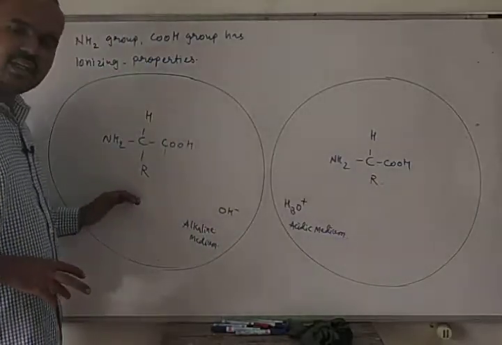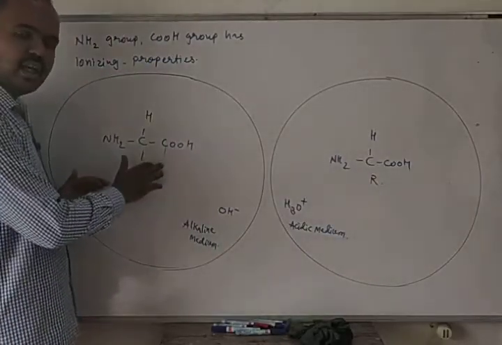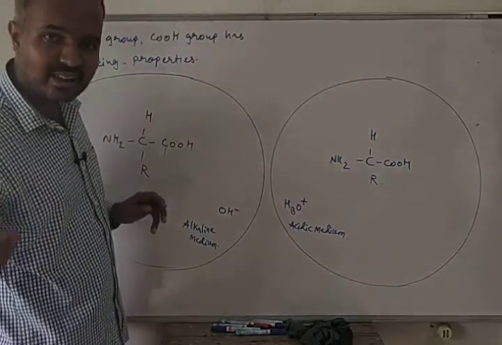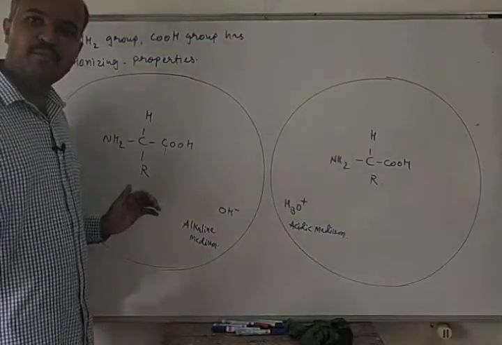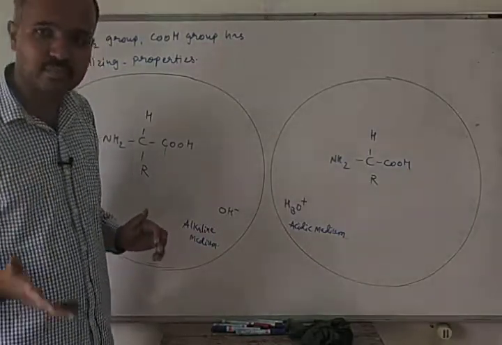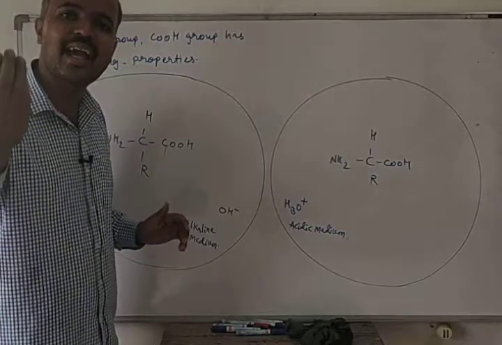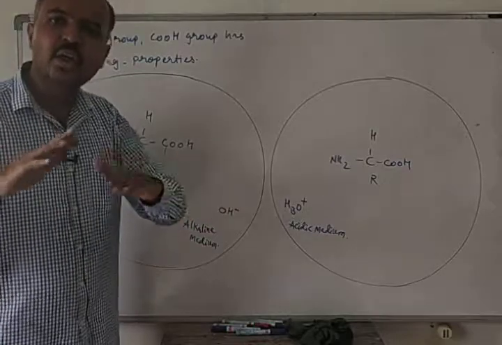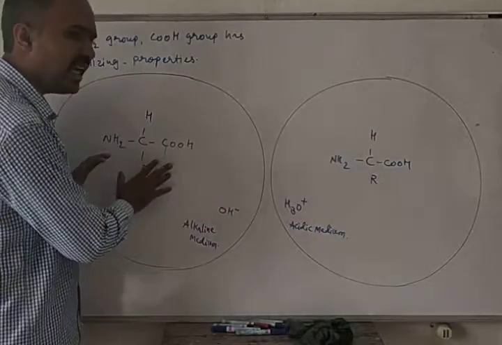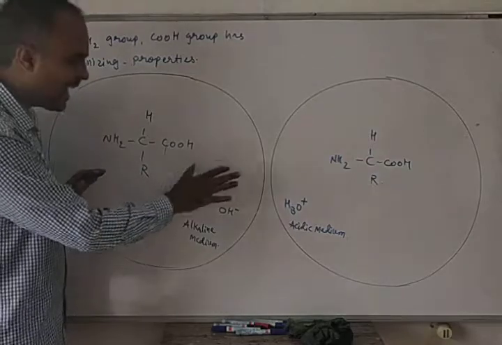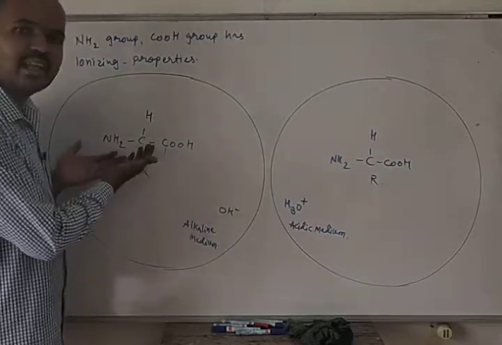In the alkali medium, the amino acid works as an acid. And what is the property of an acid? The property of an acid is to donate hydrogen. Generally, all acids donate their hydrogen. So when we keep our amino acids in the alkali medium, they will donate their hydrogen.